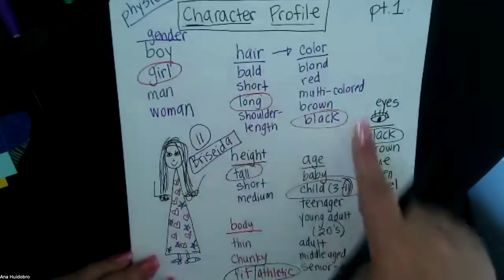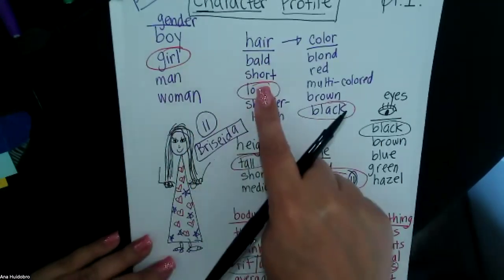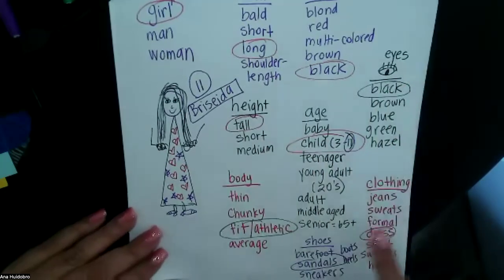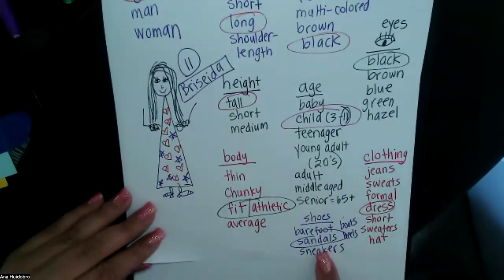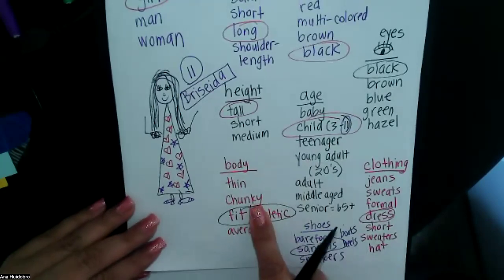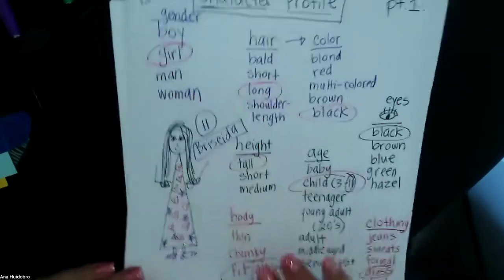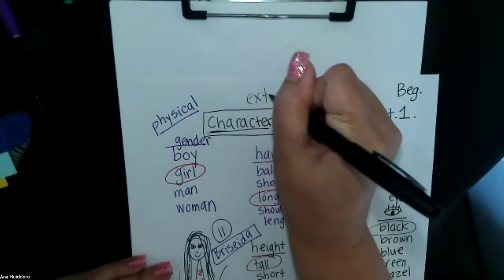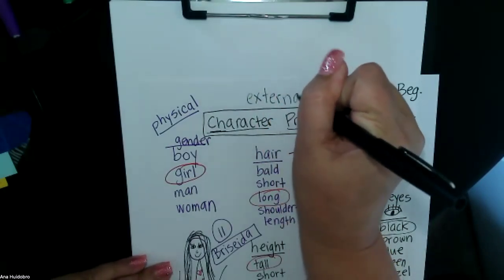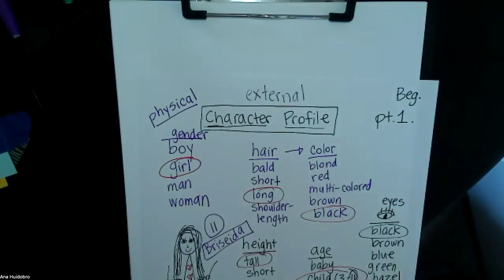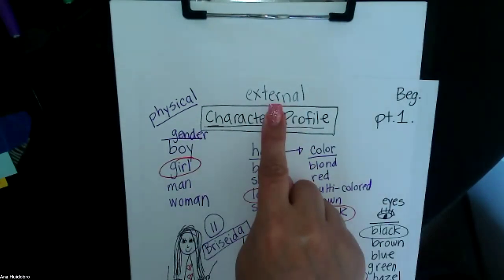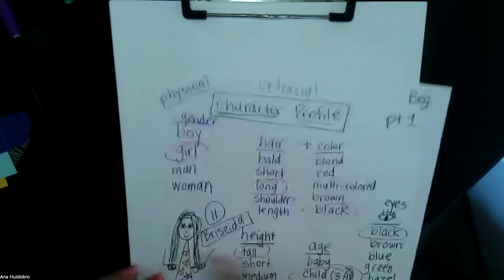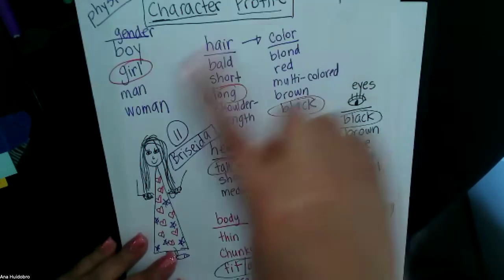Last time you picked a gender, a hair color, a hair length, height, age, eyes, what kind of clothing, what kind of shoes, type of body, and you made a little drawing of the character. All of these things are external. Oh, and my pen is dying. Can you repeat after me? External, external. That means things on the outside, things that you can see.